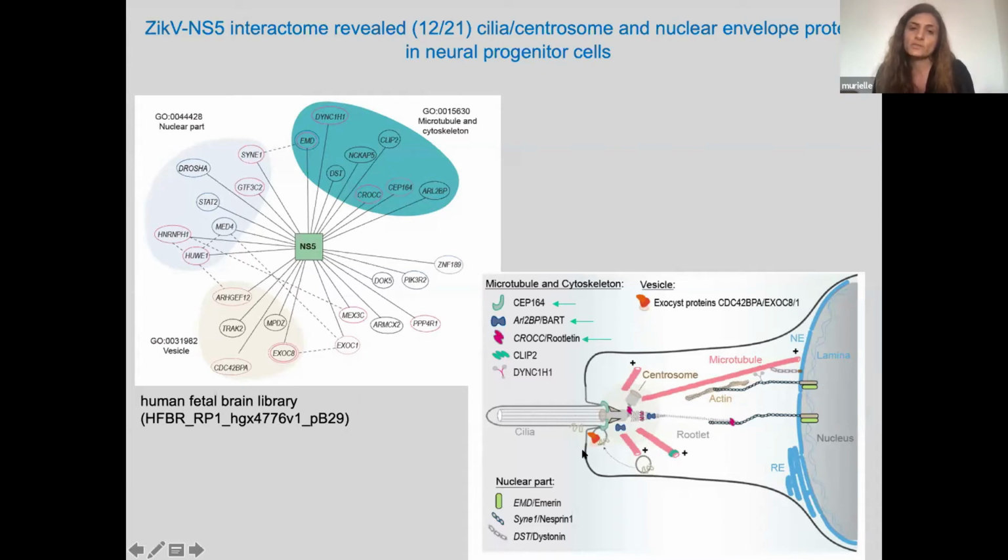We chose to focus mostly on three interesting centrosomal proteins: CEP164, localized in the distal appendage and involved in ciliogenesis; the centrosomal protein BART; and rootletin, which is part of the rootlet fiber here, which is important for the linking of the primary cilia to the nuclear envelope.